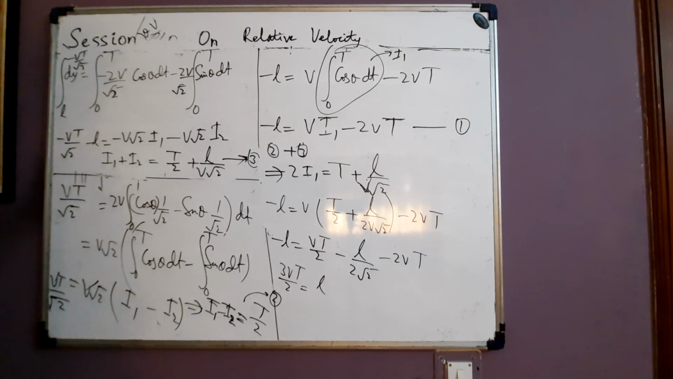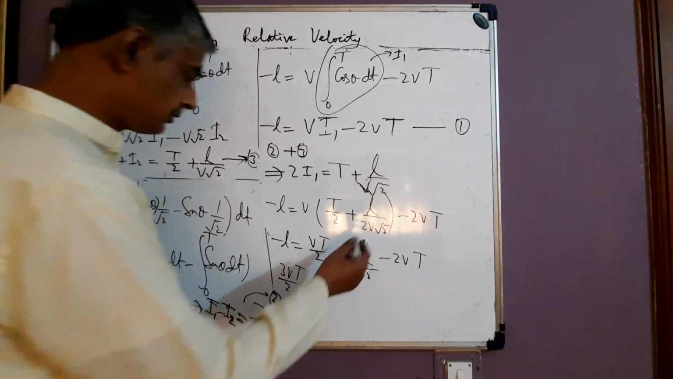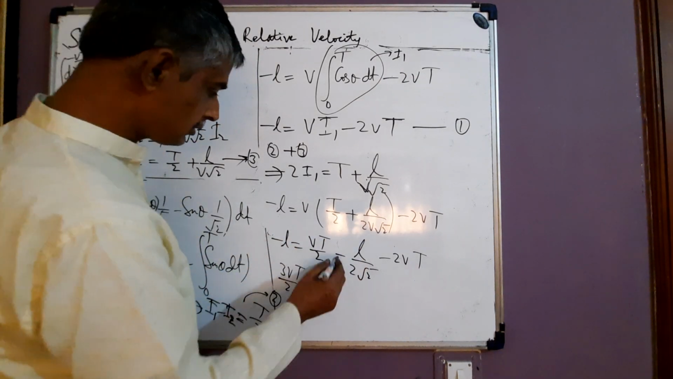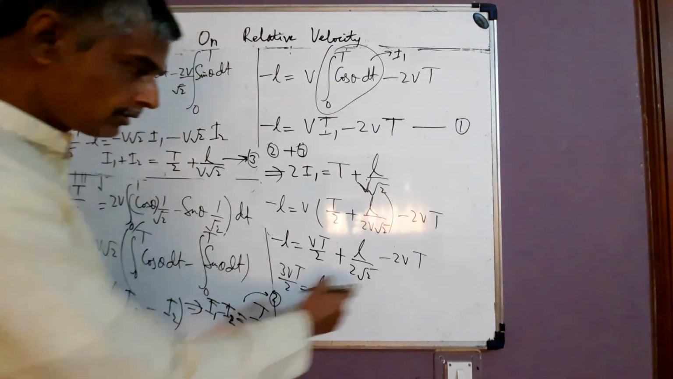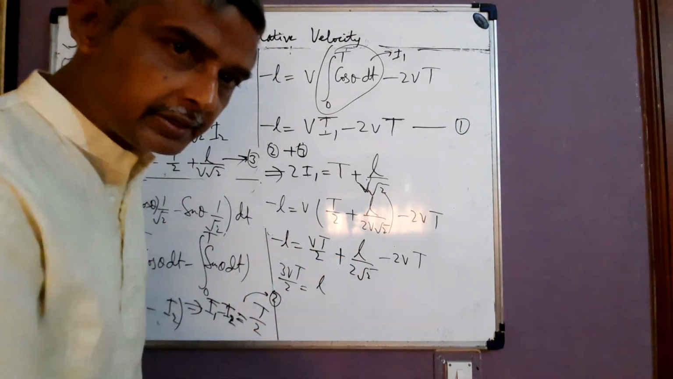Minus I2 equal to T by 2. 2I1 becomes T plus L by V root 2. Minus L equal to V times I1, which becomes T by 2 plus L by 2 V root 2, minus 2 Vt, fine. Okay, fine. It's alright. This is just Vt by 2 plus, okay. Alright, fine. Just a careless mistake, okay. It's right to rectify it.